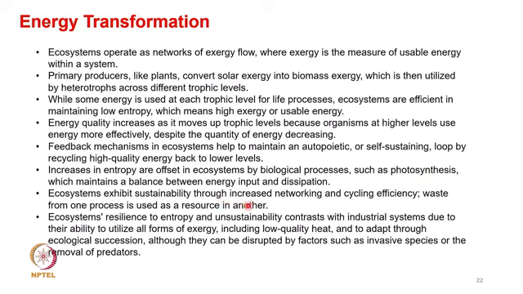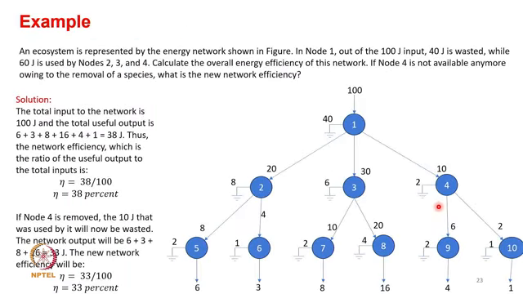Ecosystems typically exhibit sustainability through increased networking and cycling efficiency. Waste from one process is used as a source in the other. Ecosystems' resilience to entropy and unsustainability contrasts with the industrial system due to this ability to utilize all forms of exergy, including low quality heat, to adapt through ecological succession, although they can be disrupted by factors such as invasive species removal from the system.